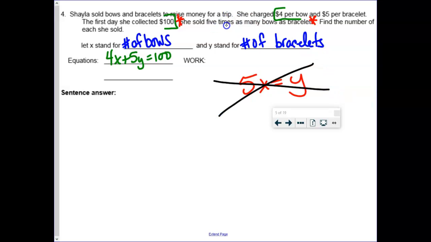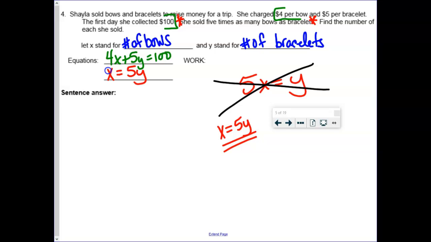So she sold 5 times as many bows as bracelets indicates that she sold more bows, right? So in order for this statement to work like a scale, a balanced equation, she would have to multiply the number of bracelets by 5 to equal the number of bows. So it is x equals 5y is what we have to translate that to. That is a tricky little question.